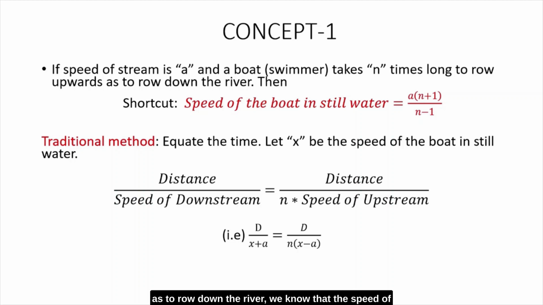We know that the speed of the boat in still water as x kilometer per hour. Therefore, substituting it in the above equation, we get speed of downstream becomes x plus a and speed of upstream becomes x minus a. Therefore, equating both the times, we get d/(x+a) is equal to d/(n(x-a)). On substituting the known values in the final equation, we can determine speed of the boat in still water. Let us solve some examples to understand this concept.